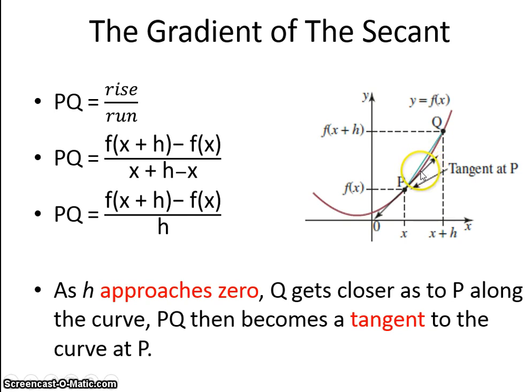The value of h will get smaller and smaller until eventually, when I hit the point P here, h will be equal to 0. So therefore we say that as this value h here approaches 0, Q will get closer to P along the curve, and PQ, the secant, will then become the tangent to the curve at P.